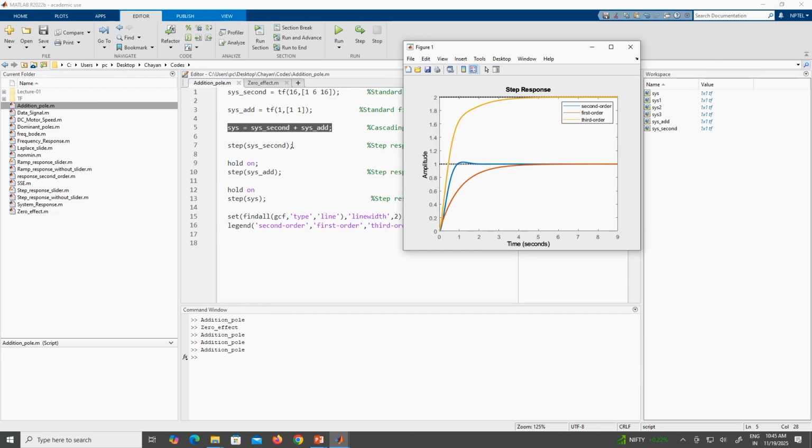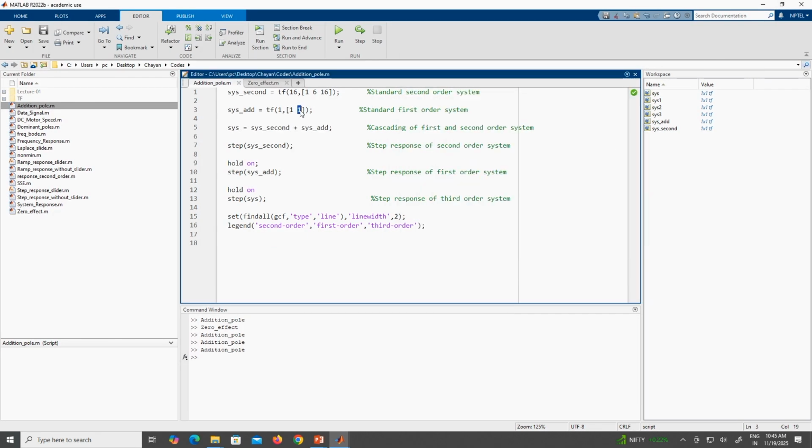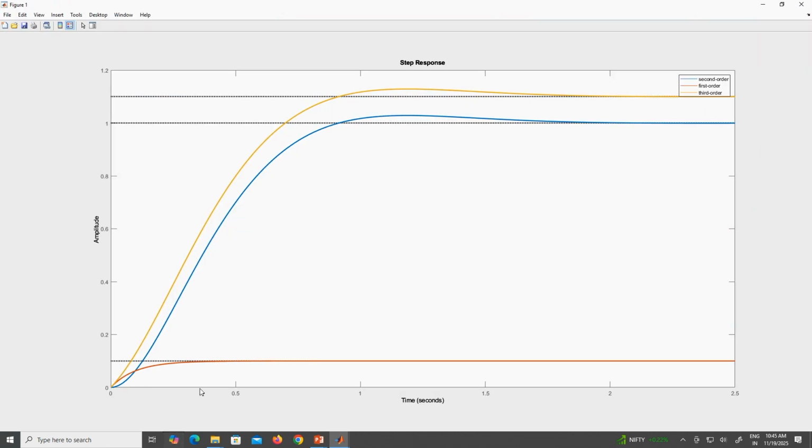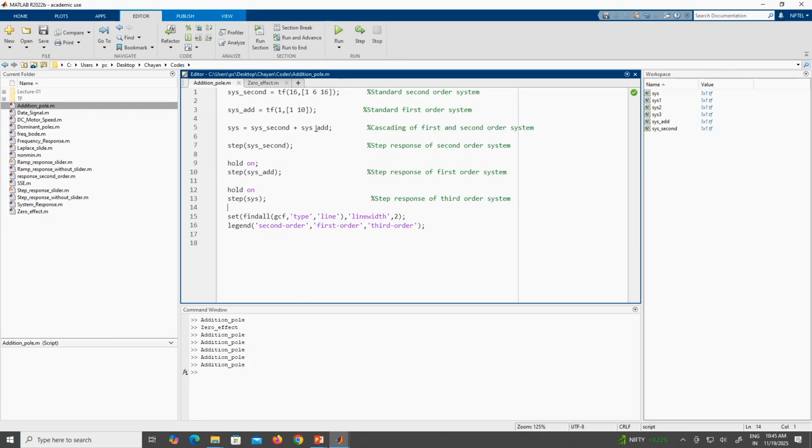Now, what happens if I change the value of alpha to say 10? That means the third pole is at minus 10 now. You see, the effect of the third pole is quite less. This blue line is nearer to the third order system. Now, if I keep on changing this and make it 100, you see what happens.